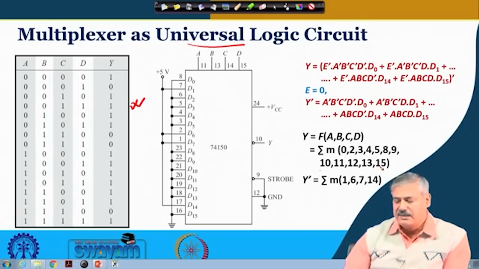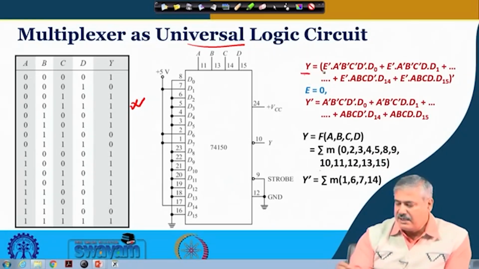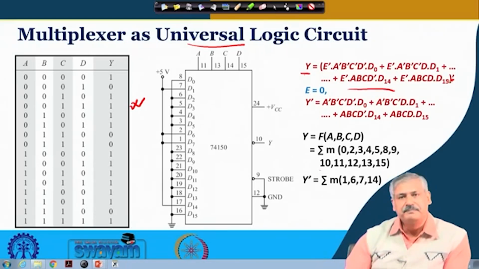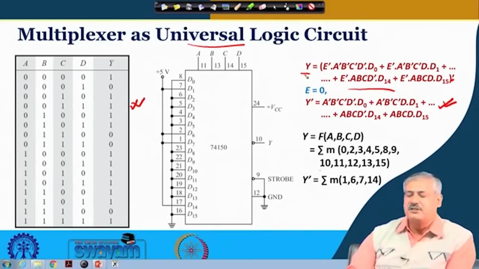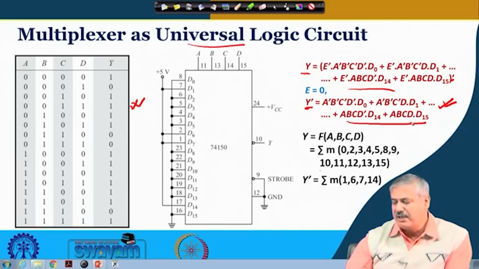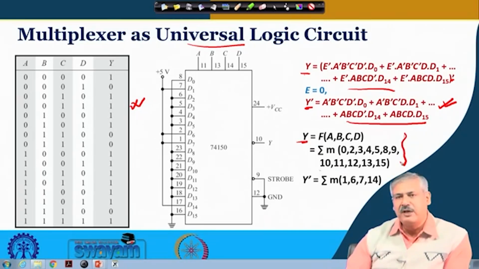Okay. Now, if y is this particular function over here, then y prime is what you get over here. You take the inversion on both sides. So, this is your y prime, and this is the basic multiplexer equation. So, if you are trying to realize these as y, what is the corresponding y prime?